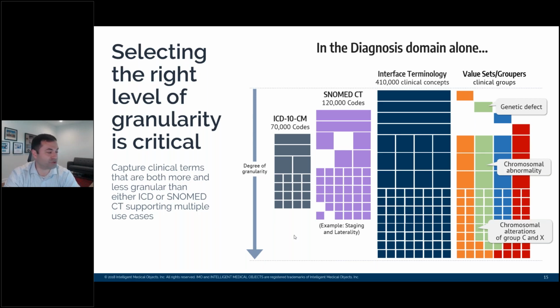Or if you're trying to say, show me all patients with chromosomal alterations of group C and X, those are very difficult cohort queries that you might need to look for, but very easy using IMO's terminology services behind the scenes and getting to the right level of specificity based upon the descriptions present on patient records, not just the code sets. So what is an IMO term?